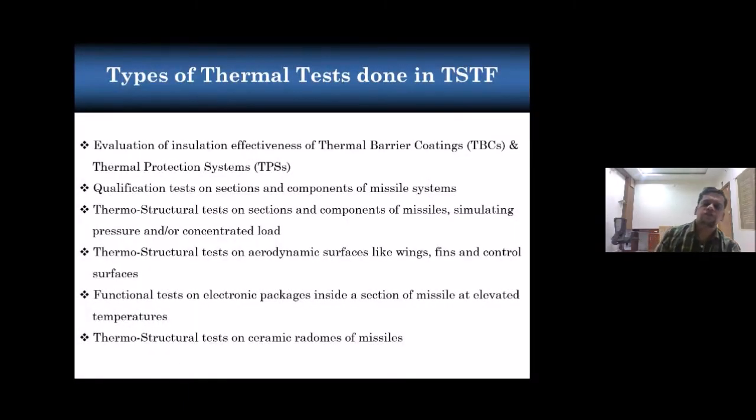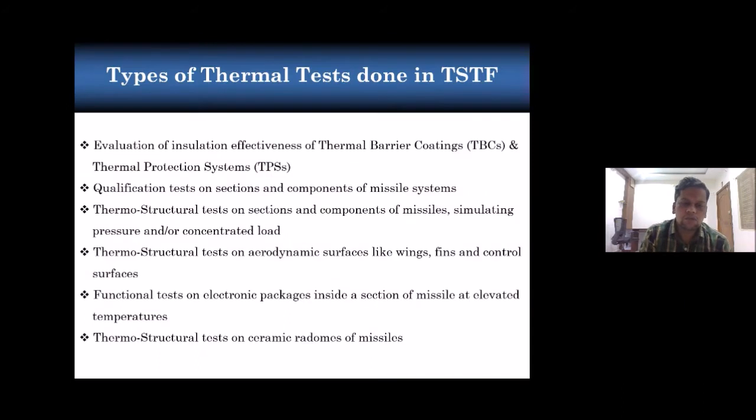What types of tests do we do at our facility? Mainly, initially we do sample level tests. For any development phase, we may not go for a direct, complete full scale test. If any insulating material is in the development stage, then we will do sample level tests to evaluate the effectiveness, like thermal barrier coatings or thermal protection systems, which will be initially tested at sample level. Once sample level tests are finished, then we will go for full scale testing with the coating.